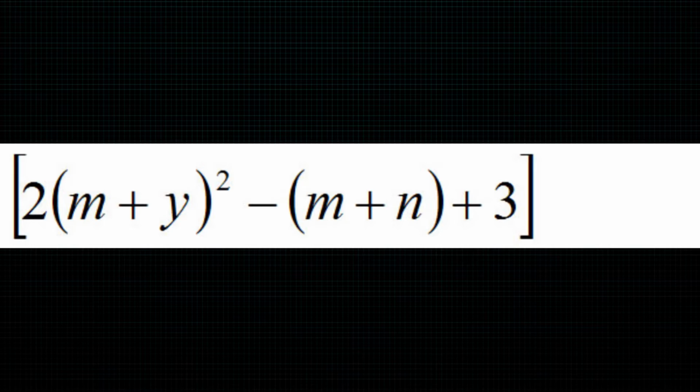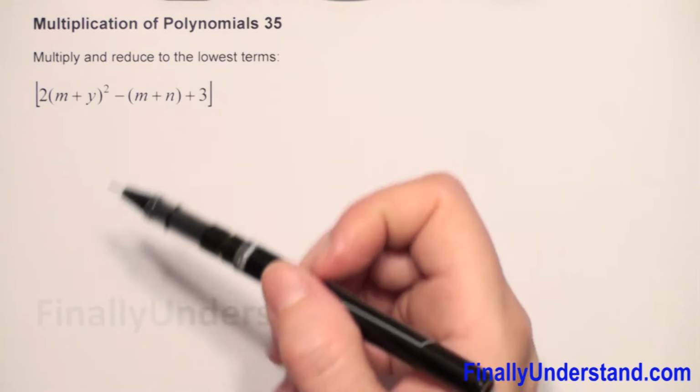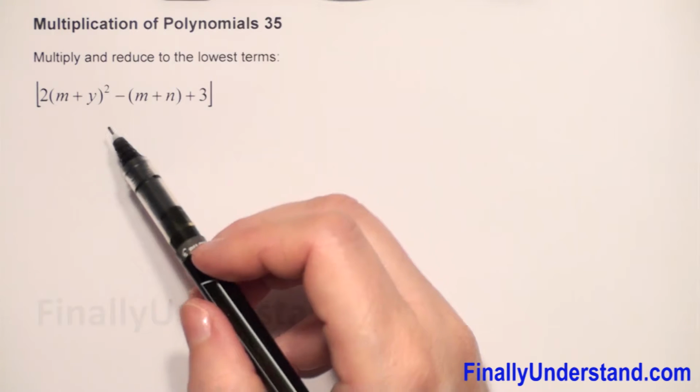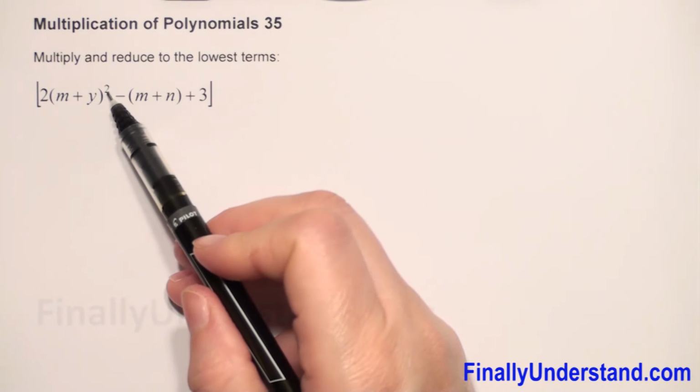We have multiplication of polynomials. First we have to check what we have here in the brackets. We have m plus y to the second power. And what else? We have a negative sign before mn. So first we have to do the power.